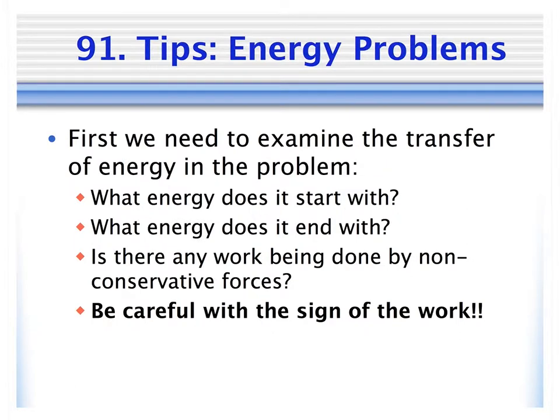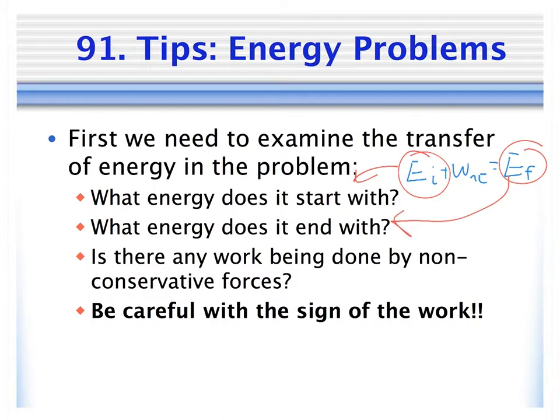Okay, moving on to a few tips here for solving these. We're starting with that equation: E initial plus work done by non-conservative forces equals E final. We're basically going through and filling in each part. So what kind of energy do we start with? What kind of energy do we end with? And is there any work done by non-conservative forces? All right. And so we're really going to make our own equation that describes the specific situation that we're given.